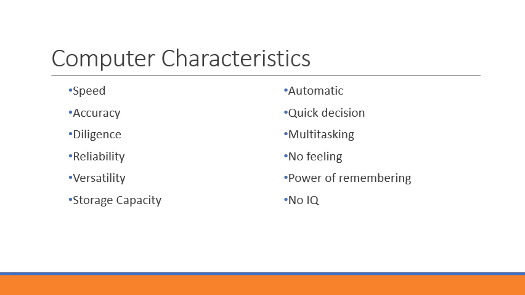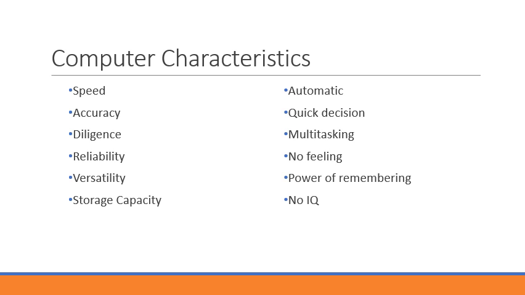Now computer characteristics. Speed. Computers are much faster to perform mathematical calculations than humans. The computer is capable of performing millions of tasks per second. It takes an hour or a day for a person to do a mathematical calculation or any work. To do the same calculation or work, a computer takes microseconds or nanoseconds.